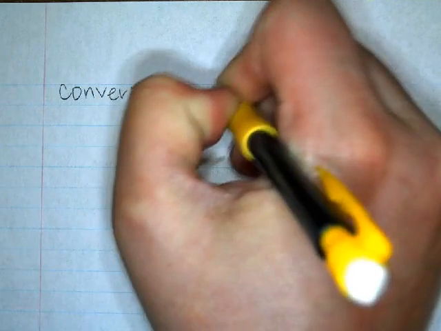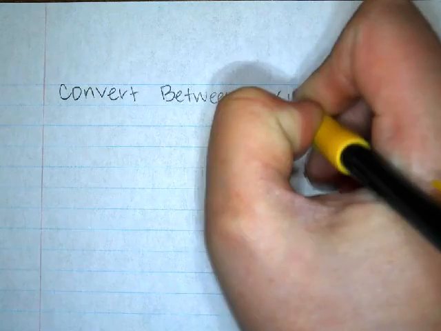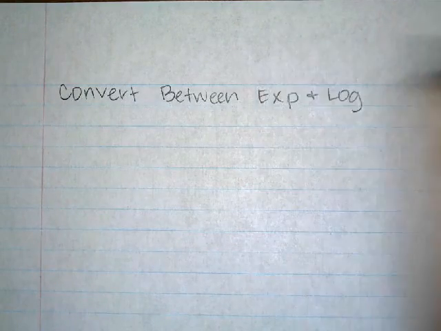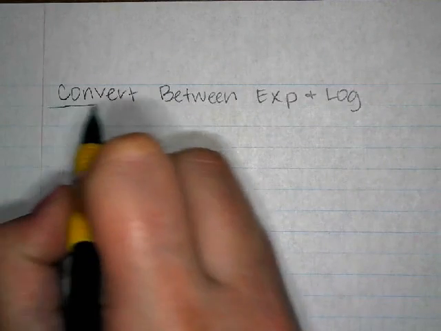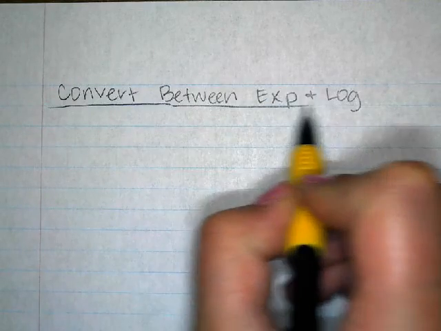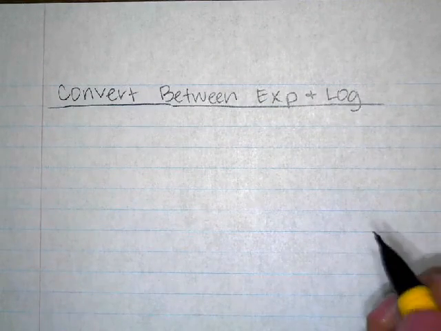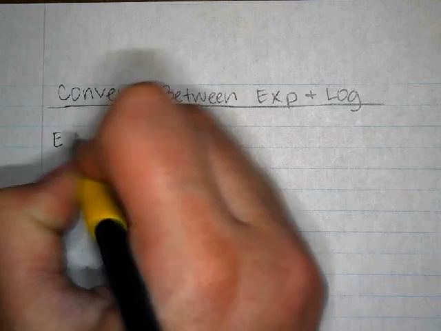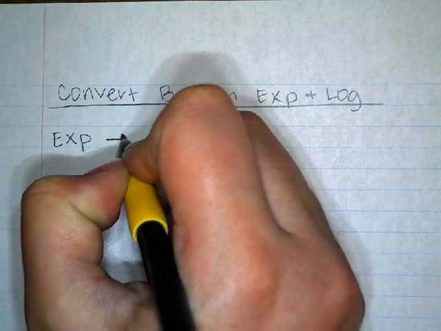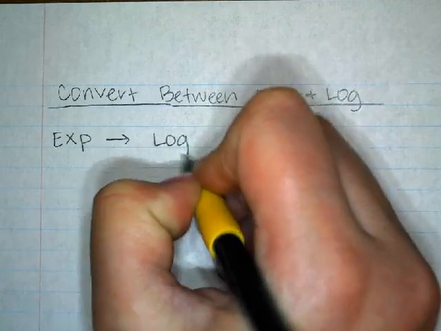Okay. So for the notes that we're going to finish with, we're going to say this is how we convert between exponential and log form. Converting between exponential and log form. So the first version that we're going to do is starting with an exponent and converting it into a log. This sounds complicated already. It's not.